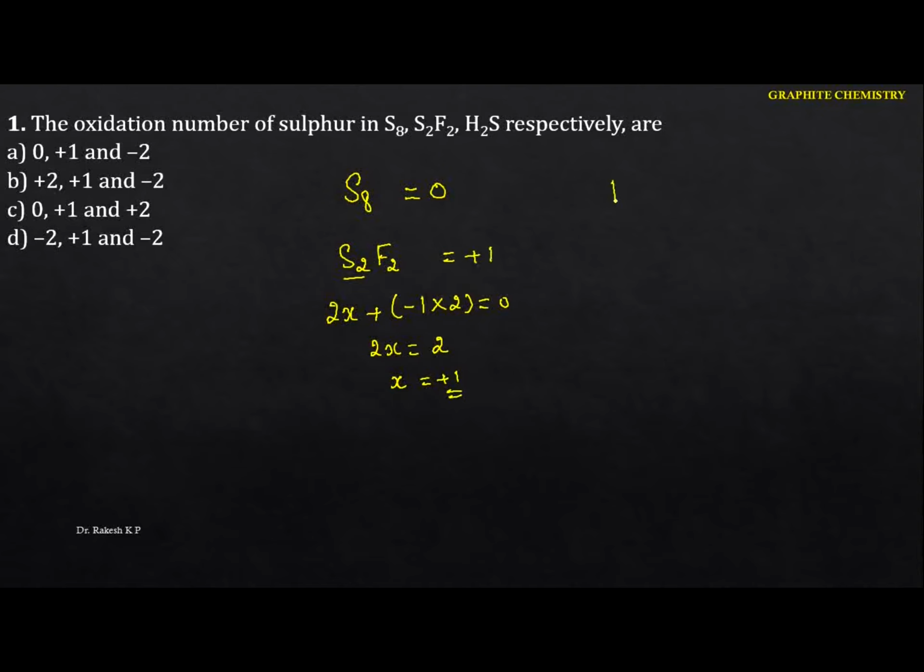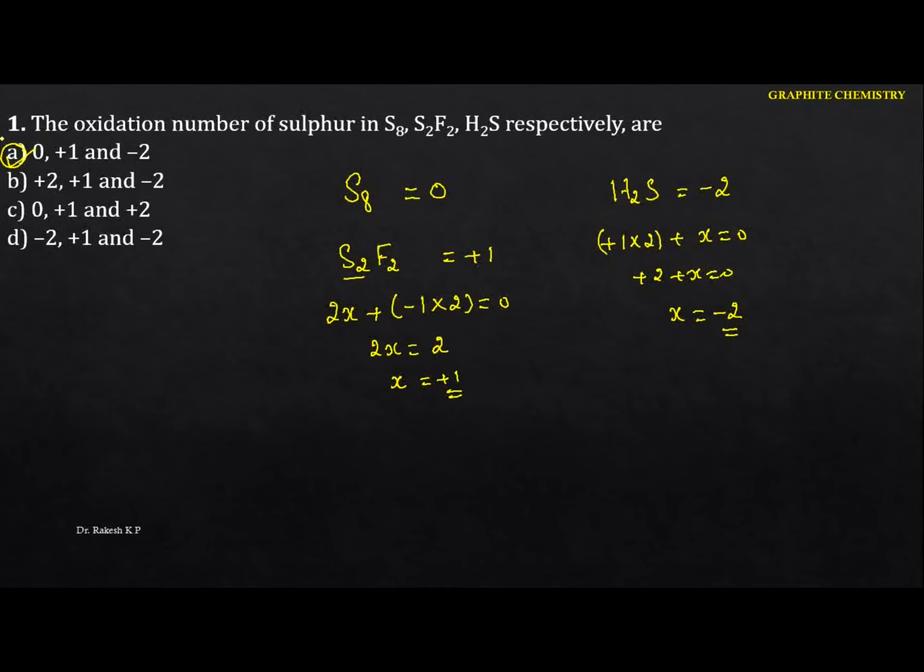Similarly for hydrogen sulfide, we know hydrogen shows +1. We have 2 hydrogens here, and the next is x, and the total equals 0. So this becomes +2 plus x equals 0, so x equals -2. In this case the oxidation state of sulfur in hydrogen sulfide is -2. So the answers are +1 and -2. Hence in this case the option will be A.